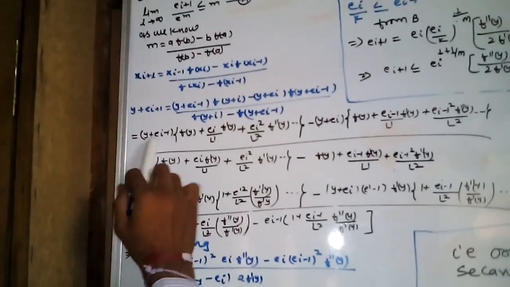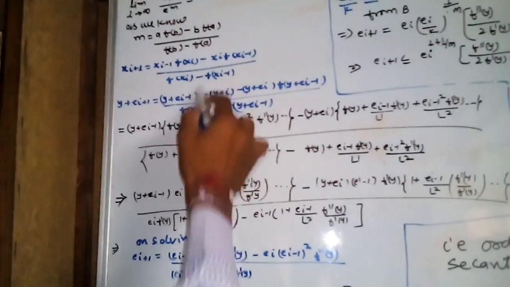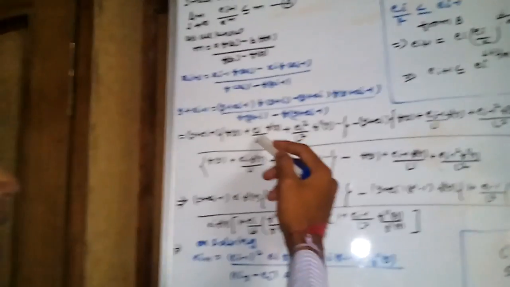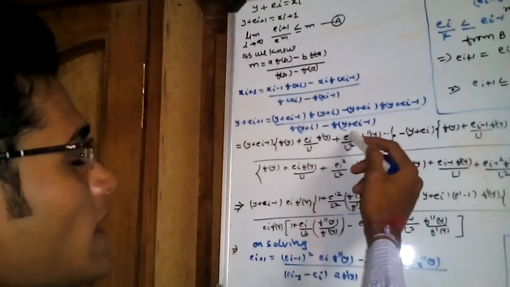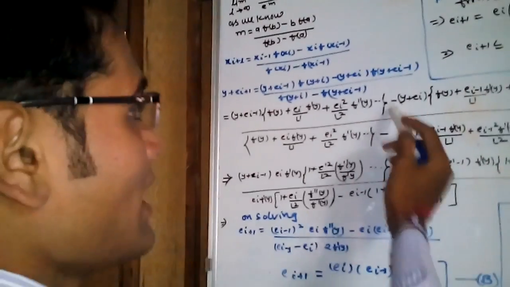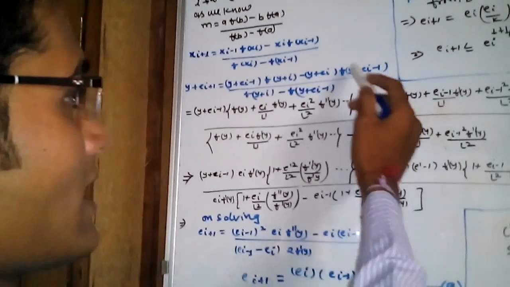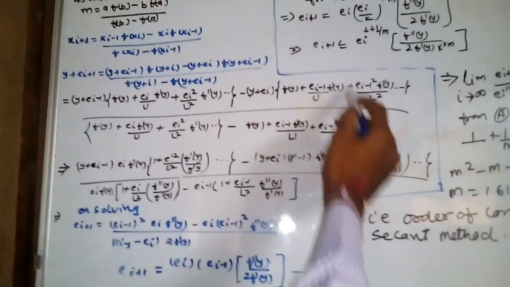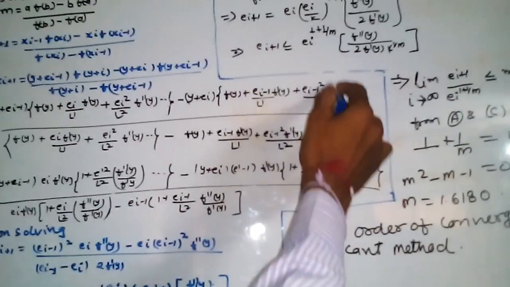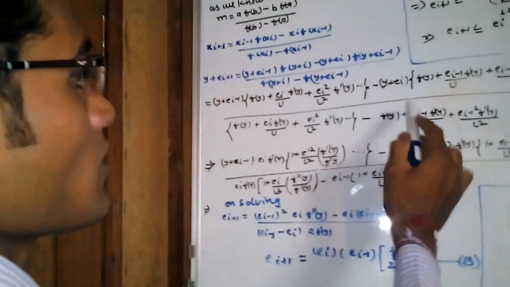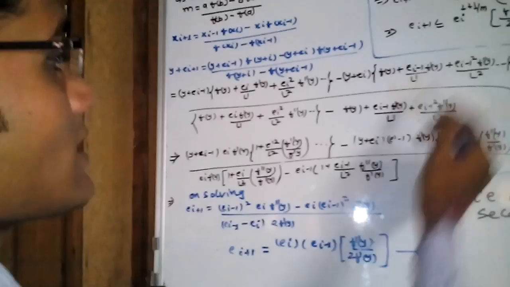So finally we have y plus ei minus 1 into this, which will be expanded in the form of f(y) plus ei divided by factorial 1 f dash y, ei square divided by factorial 2 f double dash y, and so on, and minus this, which will be written like this and expanded in this manner: f(y) plus ei minus 1 f dash y plus ei minus 1 square f double dash y upon factorial 2, and so on. This is the expansion of this term, and the expansion of this term is just like this.